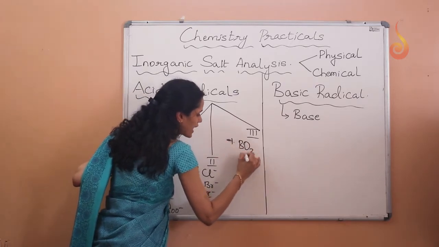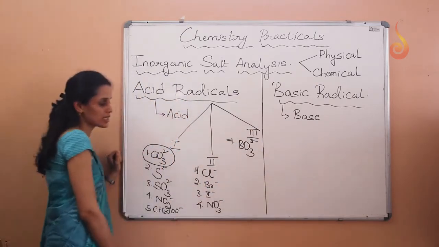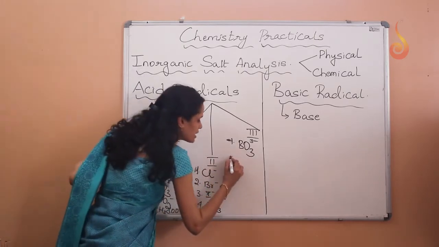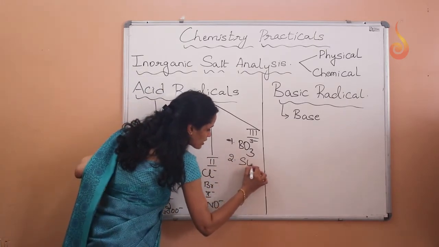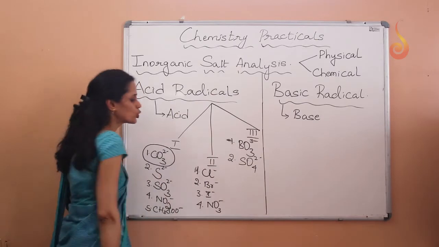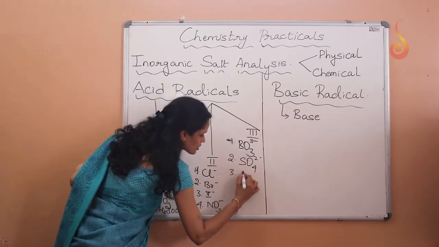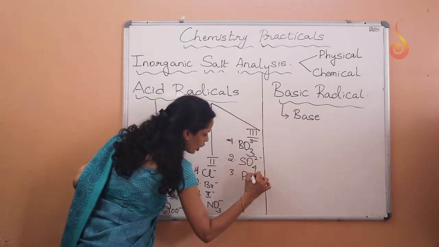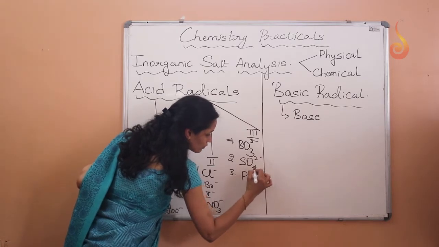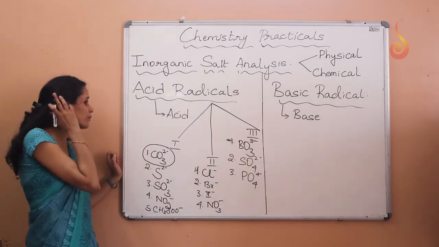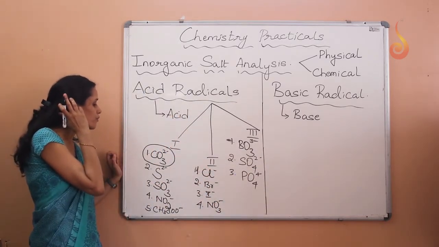Now in the last group, we have 3 different types. One is the borate ion, that's BO3 3 minus. Then the next one is the sulfate ion, SO4 2 minus. Then the other one is the phosphate ion, PO4 3 minus.